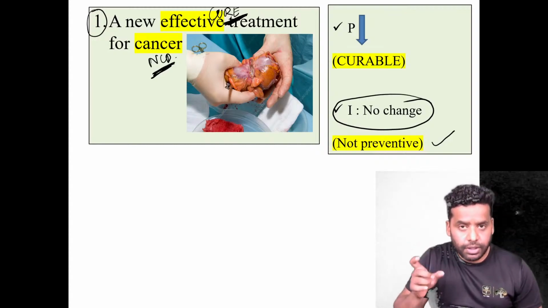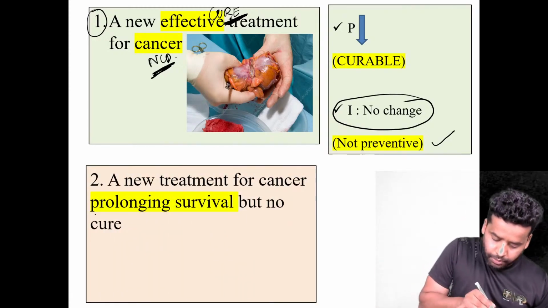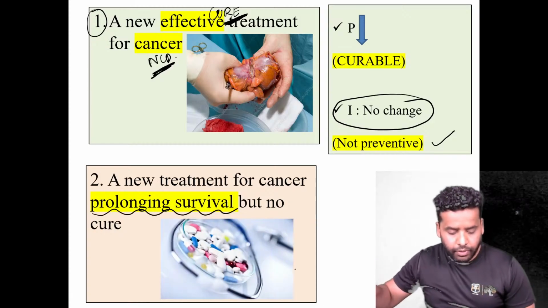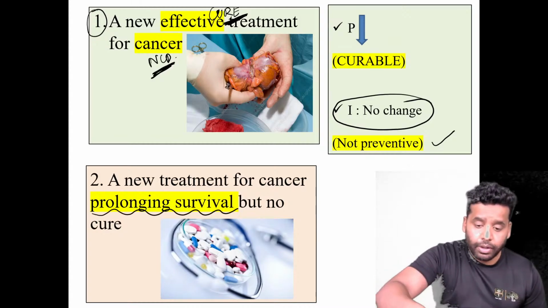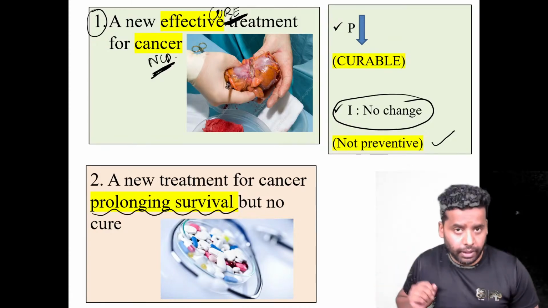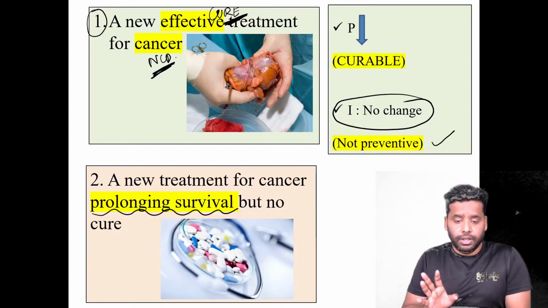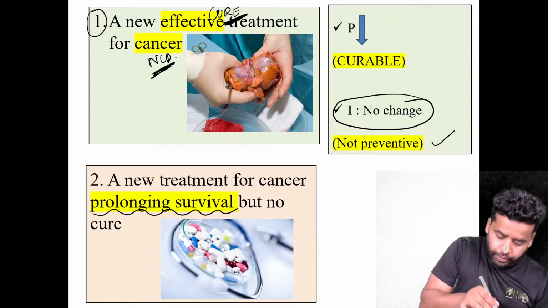If I change the words like this: a new treatment for cancer, prolonging the survival, but no cure. Like if you are putting chemotherapies, which just prolong the survival. You are making the patient live with the family. You are not giving any cure to the patient. Now tell the answer. What will happen? Very important question. Question number 2.